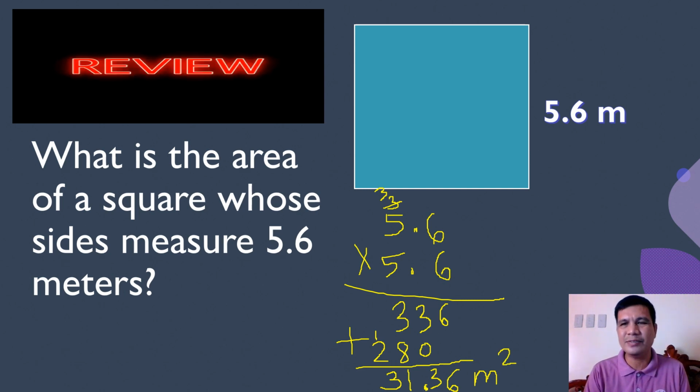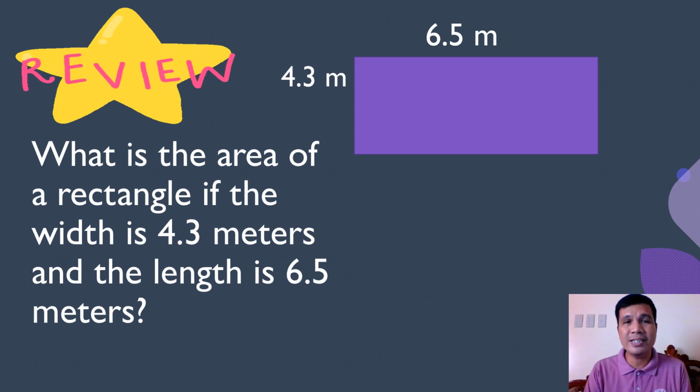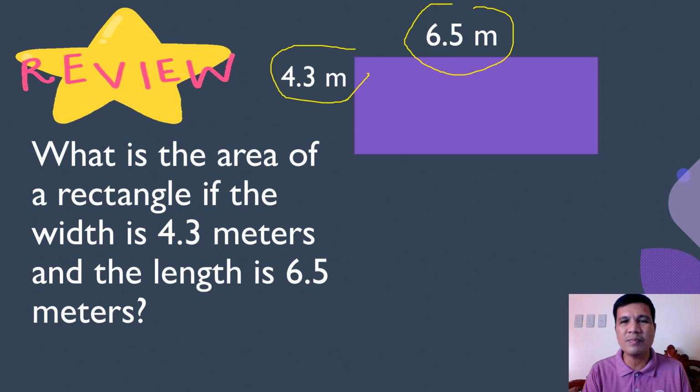Very good. Let us take a look at this number. What is the area of a rectangle if the width is 4 and 3/10 meters and the length is 6 and 5/10 meters? Again, we are looking for the area, so we are going to multiply. Area is equal to length times width. So we are going to multiply the length, which is 6 and 5/10, by 4 and 3/10.